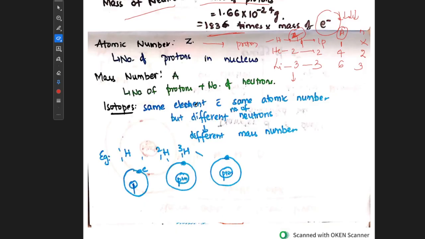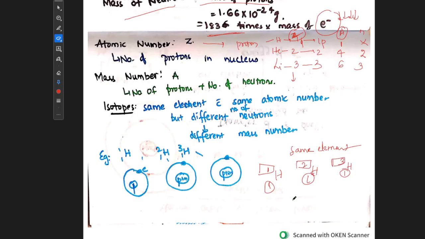Then what are isotopes? Isotopes are the same element. For example, we have hydrogen. The atomic number, because it is hydrogen, is the same, but the mass number might differ in an atom. So the same element with the same atomic number but a different mass number is called isotopes.